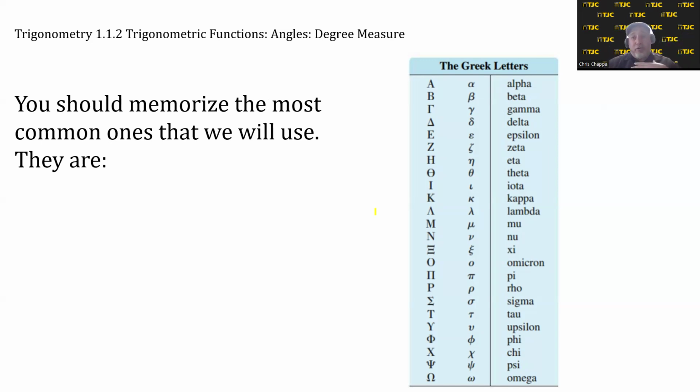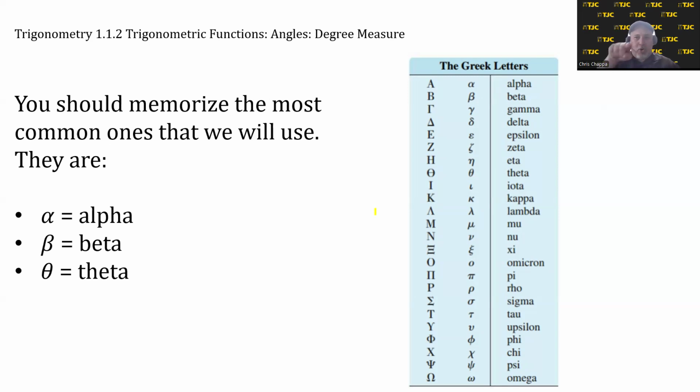However, I'm not going to ask you to memorize them all, but you should memorize the most common ones that we will use in this course, and they are lowercase alpha, which looks like a little fish, lowercase beta, which kind of looks like a capital B, lowercase theta, which is a circle with a line through it, lowercase phi, which is a circle with a vertical line through it. Theta has the horizontal line. And sometimes omega, which looks like a lowercase w. I will be using these 5 frequently. If I ever use a different one, I'll be sure to clarify what it is.